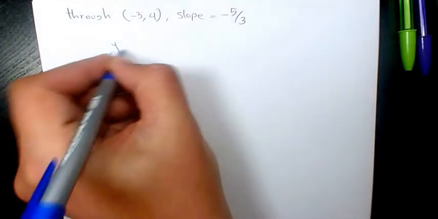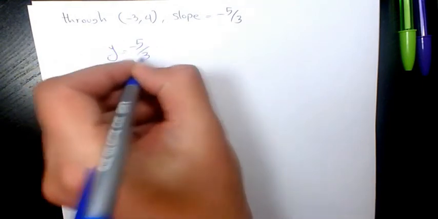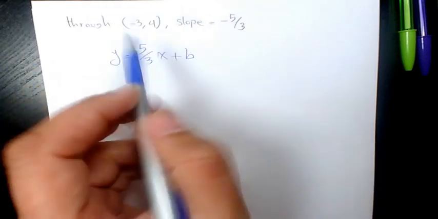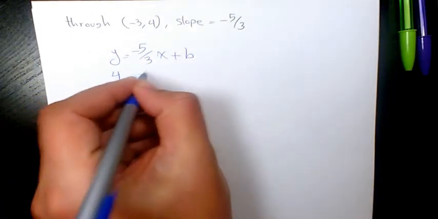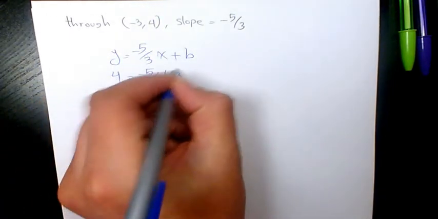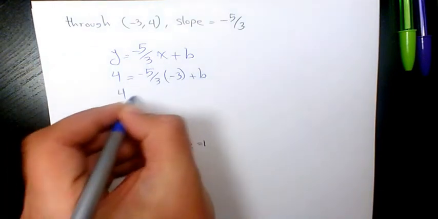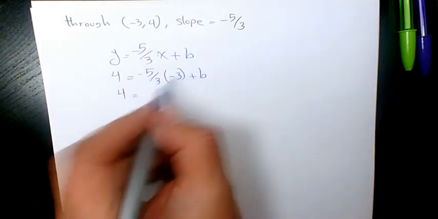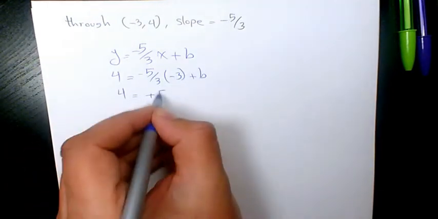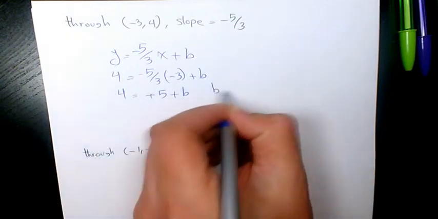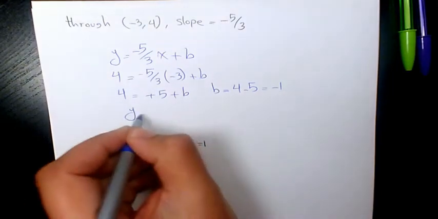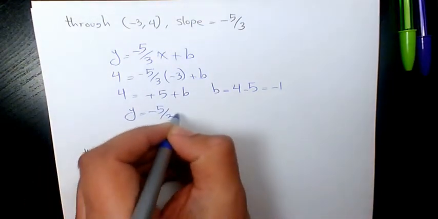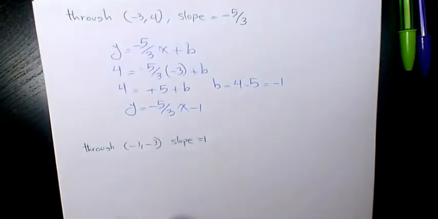This one, we have a slope of negative 5/3, so y equals negative 5/3x plus b. Then x is negative 3, y is 4. So 4 equals negative 5/3 times negative 3 plus b. So we have 4 equals, that cancels out, and we'll have plus 5. So b is 4 minus 5, which is negative 1. So we have y equals negative 5/3x minus 1.